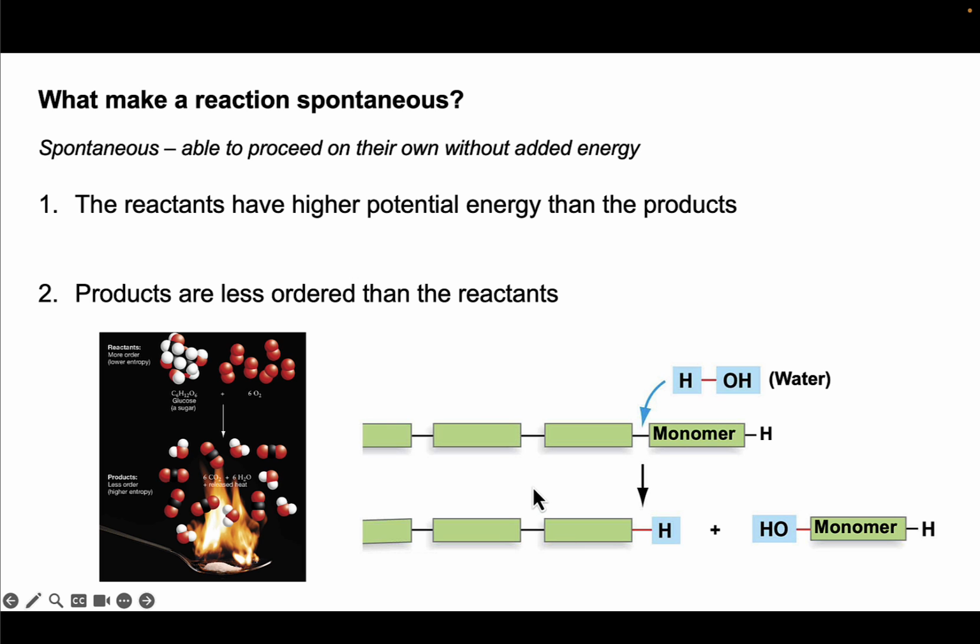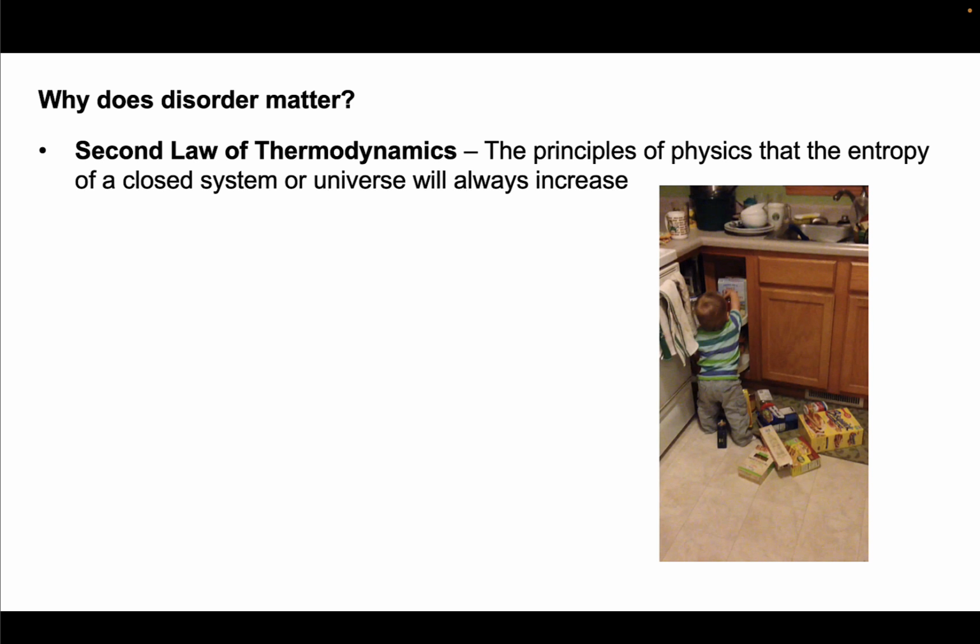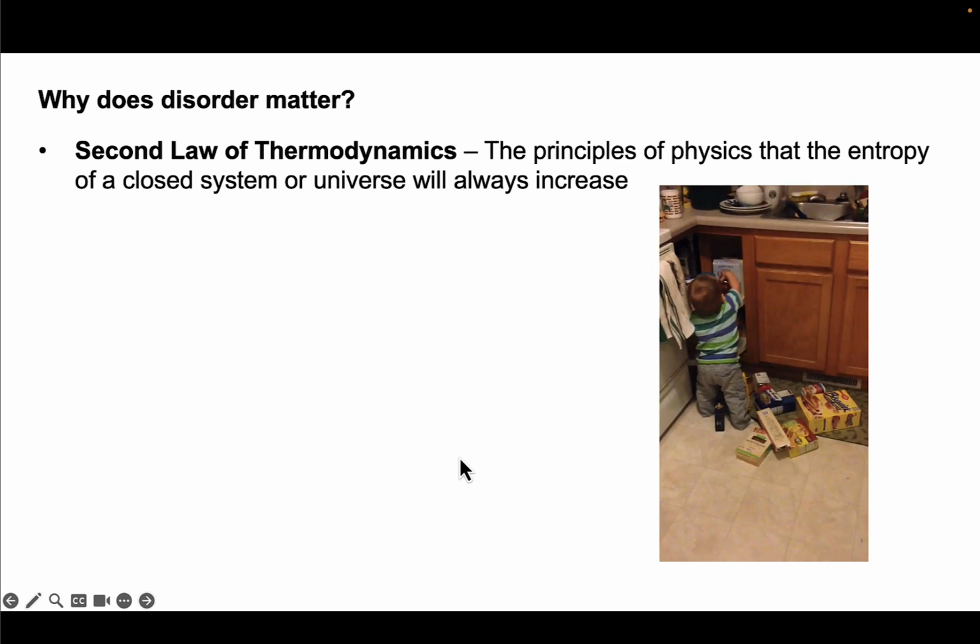Okay, so these are two examples in biology of when products are less ordered than the reactants. And this matters because of the second law of thermodynamics. This is a principle in physics that entropy of a closed system or universe will always increase. So disorder will always increase. And here's a picture of this happening.